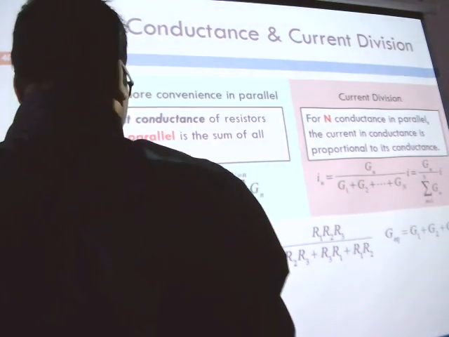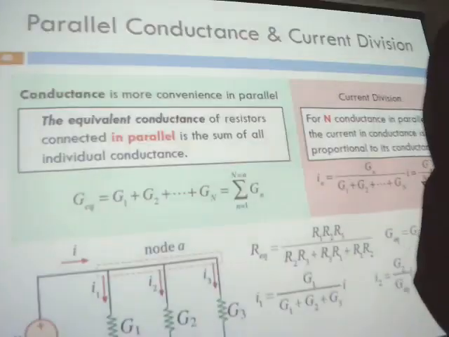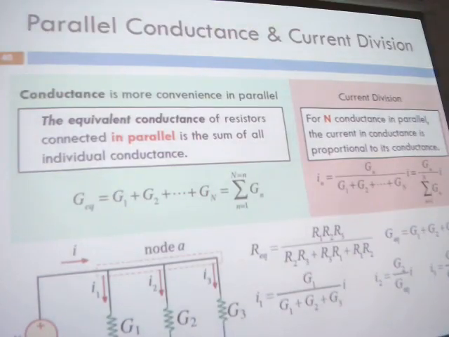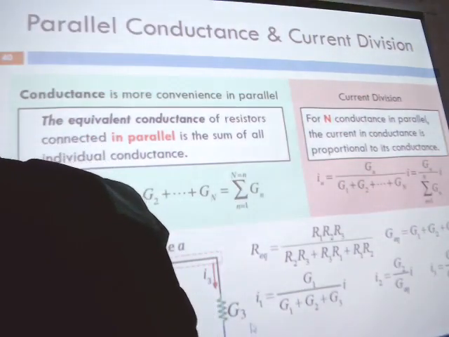We have 3 in series, we have 3 in parallel. And we also get I in here from this equation, because of the current division it is easy to find.